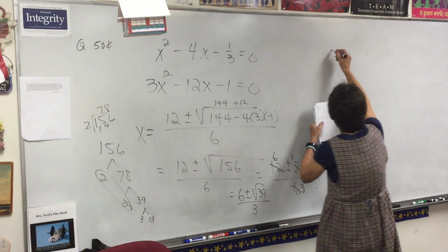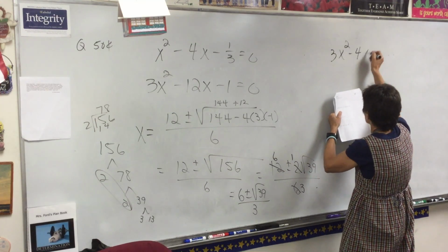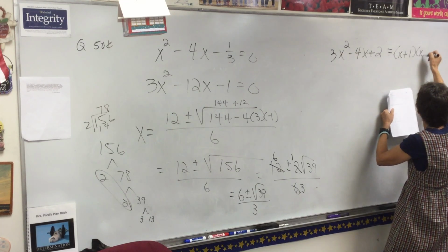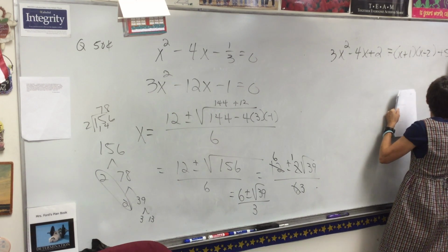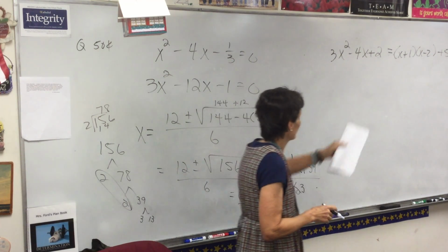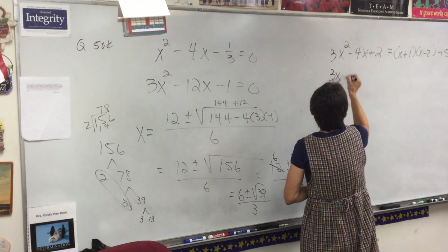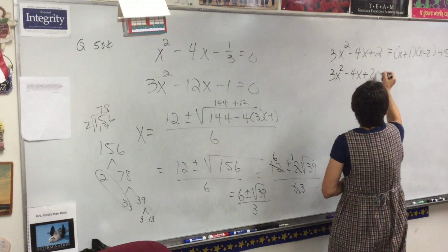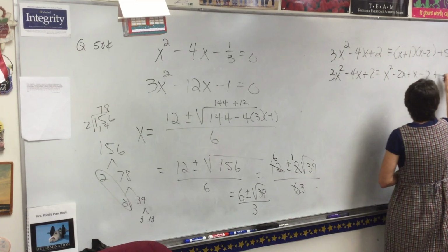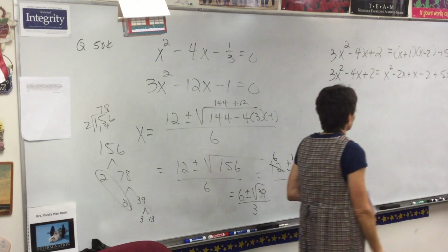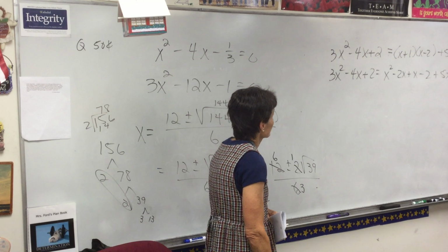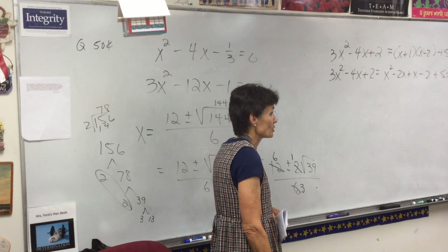What about this one? What's your thought on this one? Start by foiling? That seems like a very good plan. Foil this out right here. So first, outside, inside, last. Big equation.